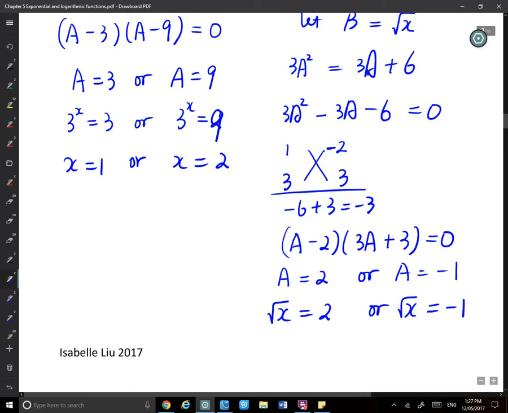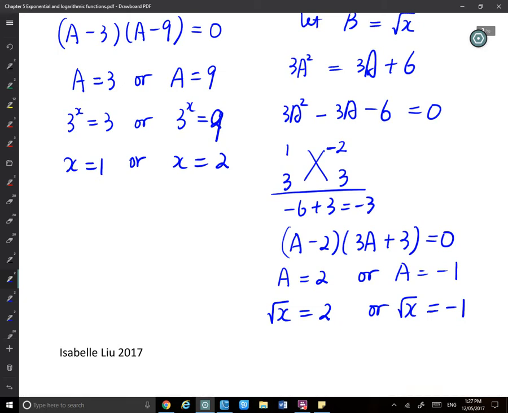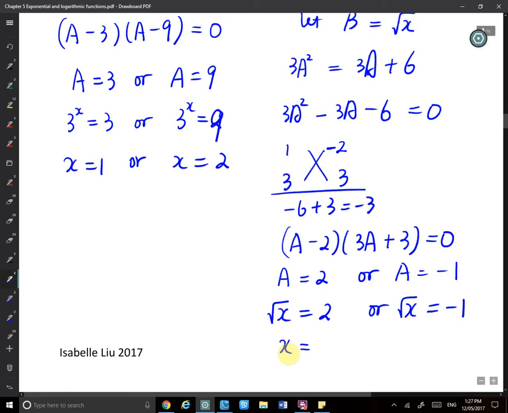So what will x be? I'm not going to do the last step. What will x be? Square root x equals 2, what is x? 4, okay, 4. Square it.